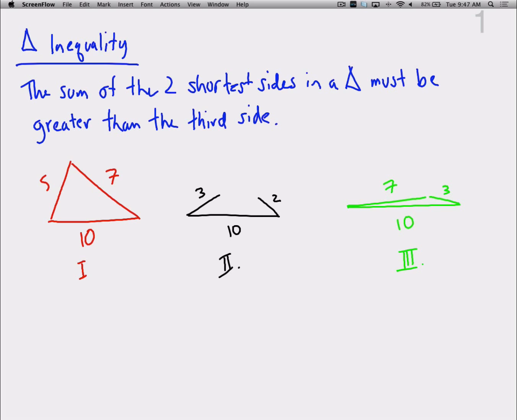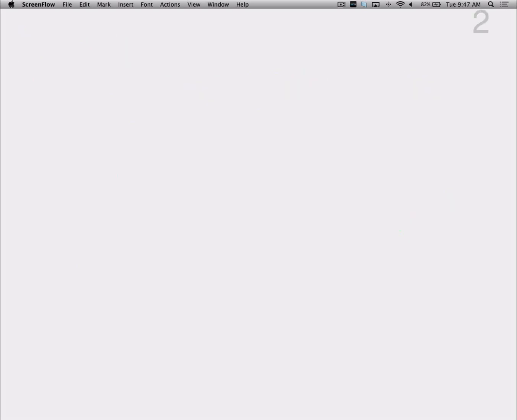Okay, so, a couple silly examples here. Ooh, that green is not so good. Let's use blue. 8, 15, 17. Triangle? Yes. 14, 6, 8. Triangle? No.